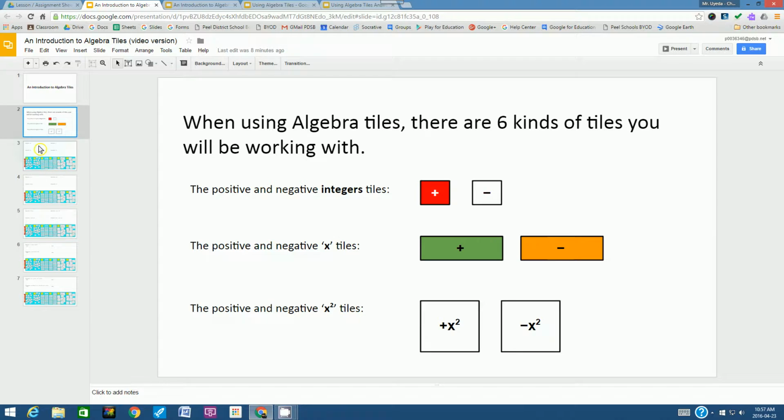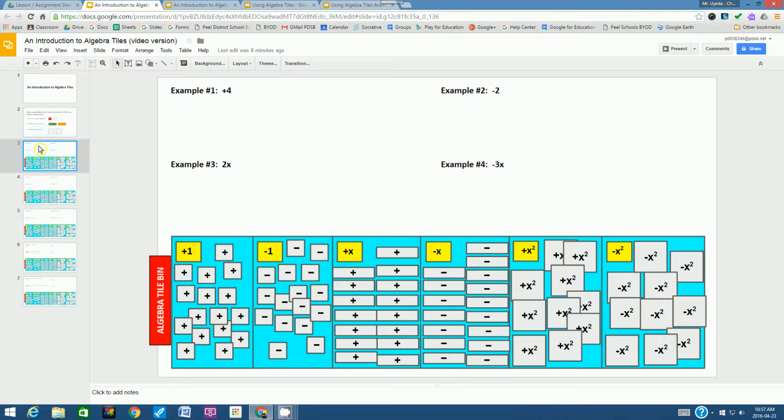Okay, so what we're going to be focusing on is representing algebraic expressions and equations using algebra tiles. On slide 3, at the bottom of slide 3, we have our algebra tile bin. So we have our various algebra tile manipulatives. We have our bin of positive integer tiles, negative integer tiles, positive x tiles, negative x tiles, positive x squared tiles, and negative x squared tiles. All right, so let's start with some very simple examples.